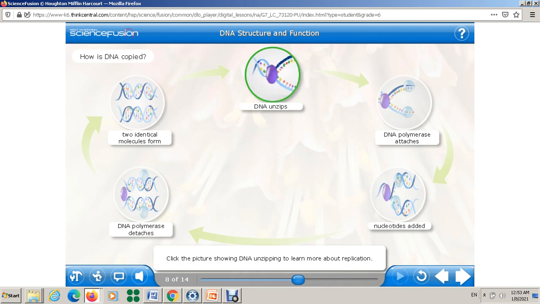So this one, I'm going to show you about the unzipping first, how it will open to make the replication. Then we will talk about transcription and translation, okay?